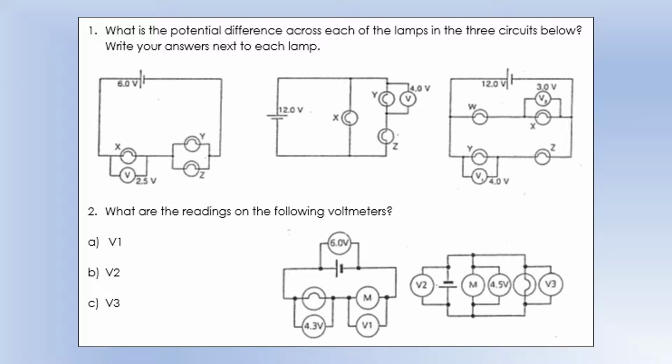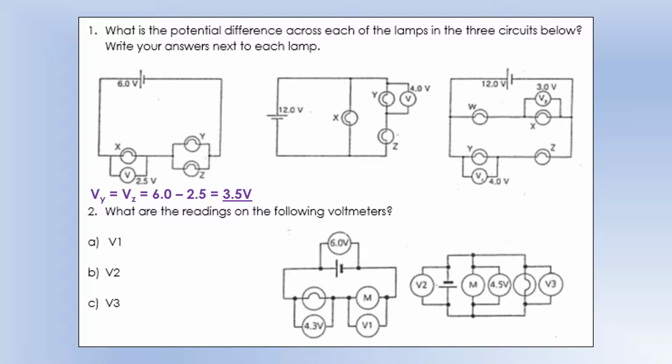So in circuit 1 we've got an EMF of 6, we've got a potential difference of 2.5 across X. V, Y and Z are going to be the same because they're in parallel, and they're going to be the difference between 6 and 2.5, so 3.5.